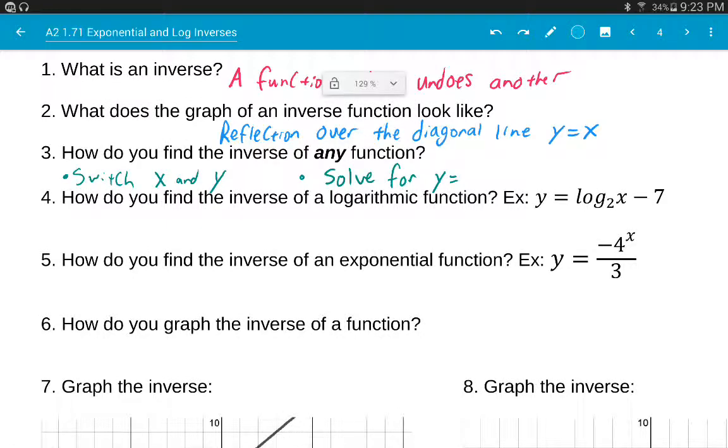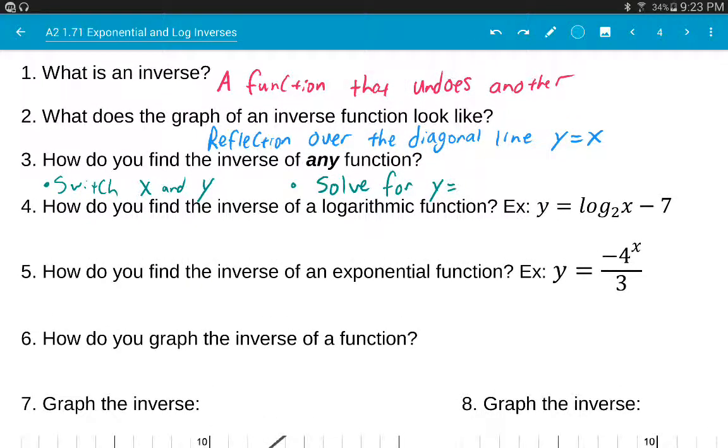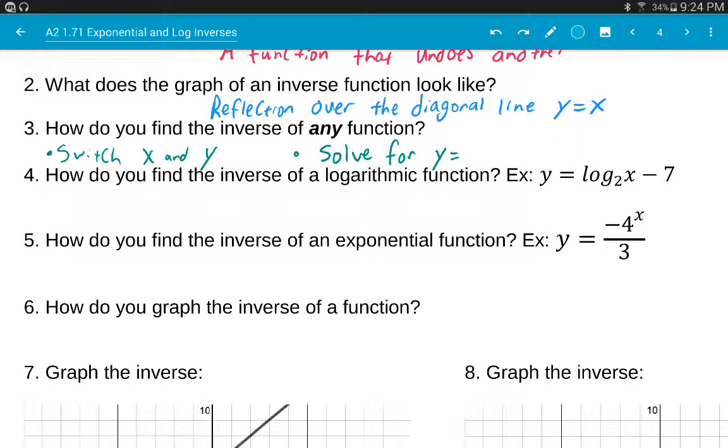Now I'll give you an example of this. We did some examples in lesson 70 where we switched x and y and solved for y on some real simple functions. But in lesson 71, our focus is going to be on logarithmic and exponential functions. So let me give you both examples 4 and 5. How do I find the inverse of a logarithmic function? For example, y equals log base 2 of x minus 7.